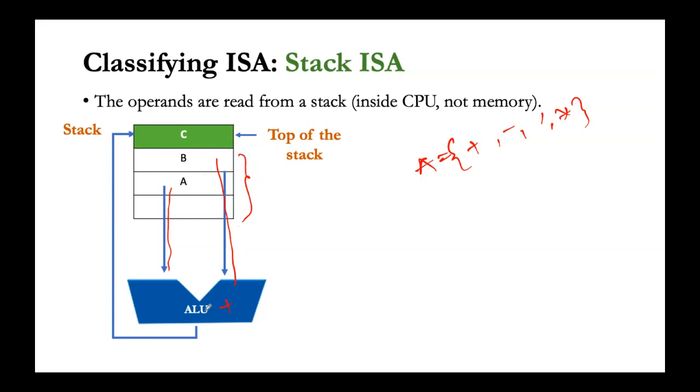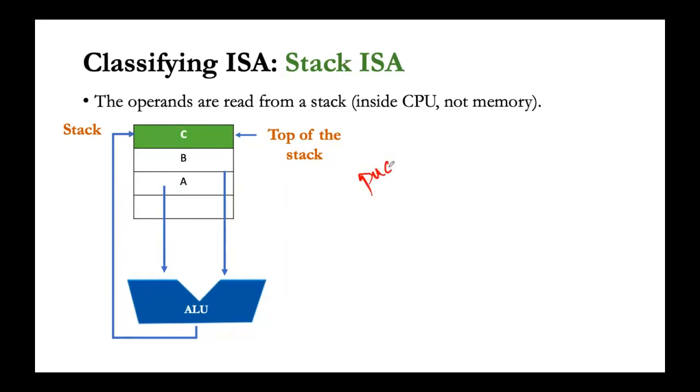Those sources are given to your ALU. The ALU performs the operation A plus B, and the result, which is stored in C, goes and is stored in the stack itself again. So that is one way. The operands are read from the stack, that is inside the CPU, and the result will go and be stored in the stack itself. As we know, to perform these operations, the stack has two operations.